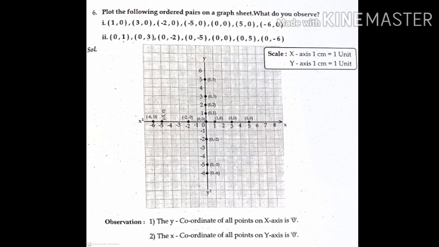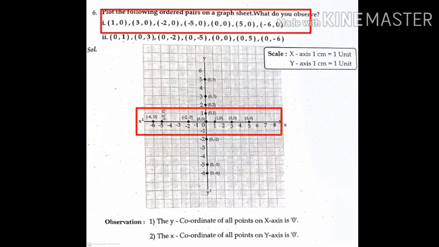Solution: first you have to draw the horizontal line, called the x-axis, and draw the vertical line, the y-axis. Next, decide the scale. On the x-axis 1 centimeter is equal to 1 unit, and on the y-axis 1 centimeter is equal to 1 unit. Like that, indicate the numbers on the x-axis and y-axis. Next step, indicate the points on the plane. We observe that in every ordered pair the y value is 0. So all these points lie on the x-axis.